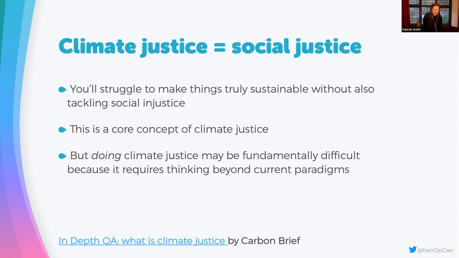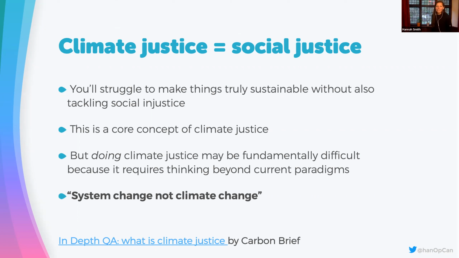And it's difficult doing climate justice because it's fundamentally difficult because it requires us to think beyond our current paradigms. And something I love about the Doughnut economics way of thinking is that it really seeks to move us away from current paradigms. And this is where the phrase system change, not climate change comes from.